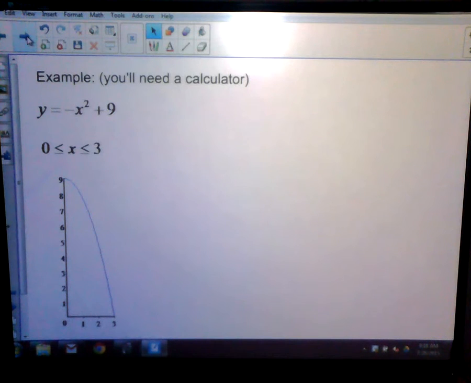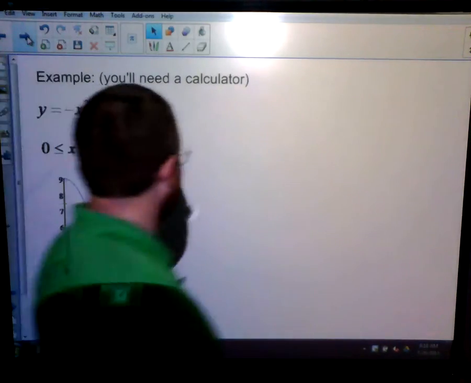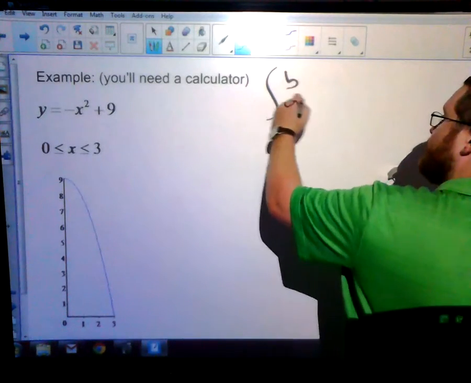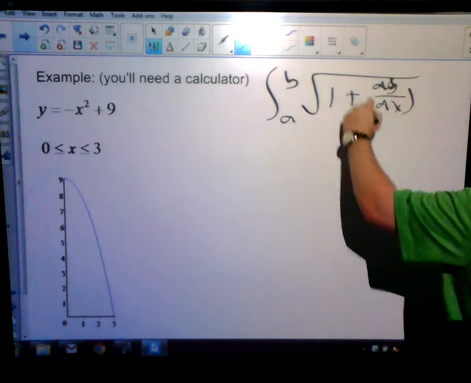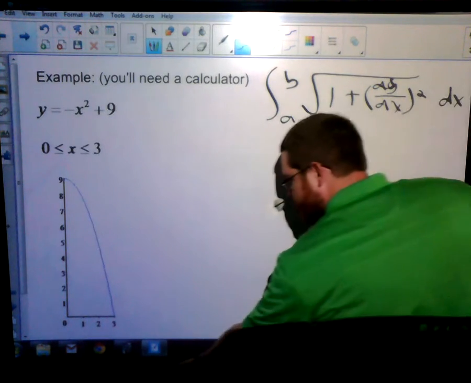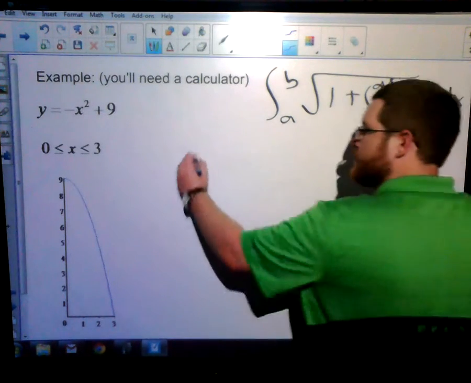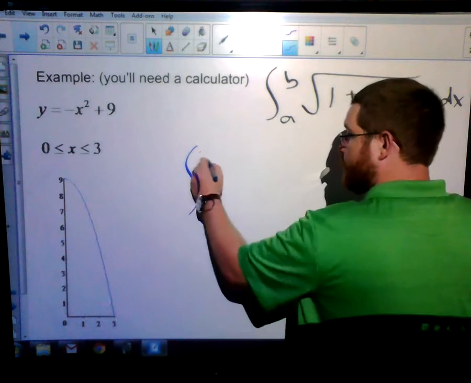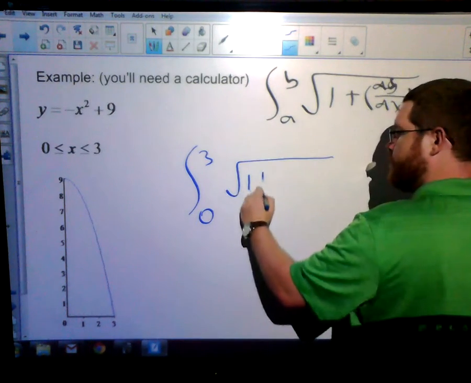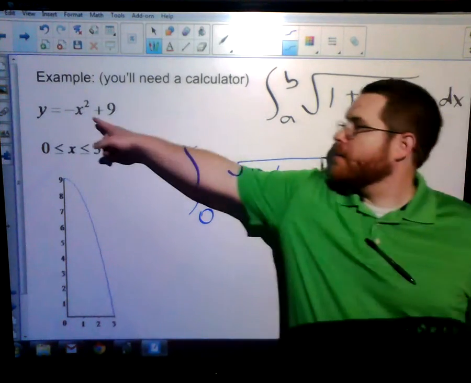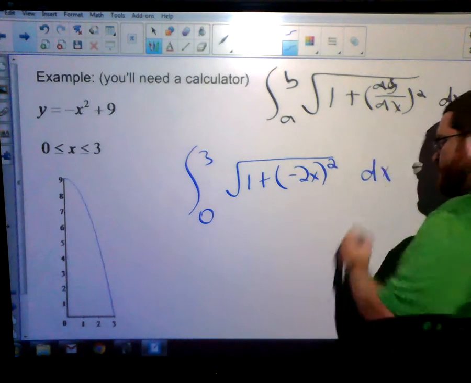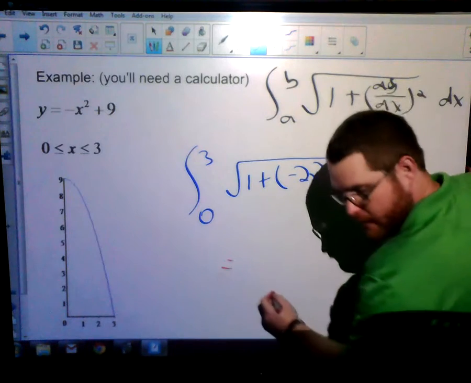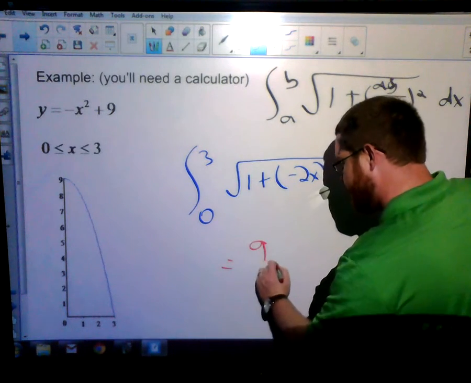Just one quick example, because this is a pretty simple concept, and I'll let you use your calculator to actually integrate. But the formula says the integral from a to b, the square root of 1 plus dy over dx squared. In this case, it's going to be from 0 to 3, 1 plus, what is the derivative of y? Well, that one's really easy. It's negative 2x, quantity squared, dx. And it's just that simple. Plug it in your calculator, and you get about 9.747.